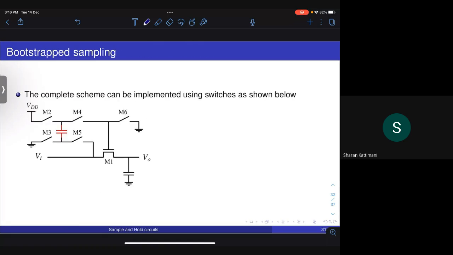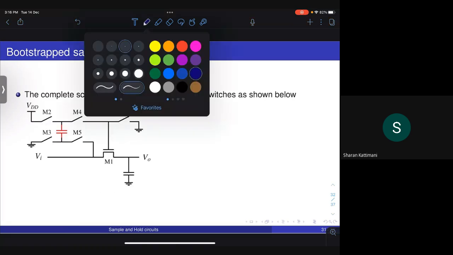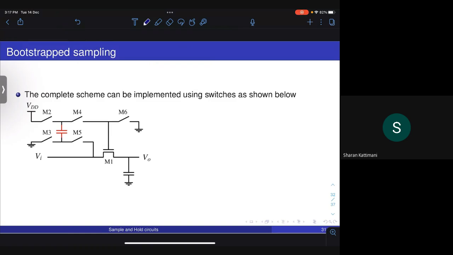Okay, now let us look at how to implement this. So what kind of transistors will we use for the various switches here? Okay, let's finish with the easy ones first. Maybe I'll just draw it again. What will M6 be? M6 basically connects the gate of the NMOS transistor to ground when the switch is off. So if I have to connect something to ground, I will definitely use a NMOS transistor to connect the gate to ground.